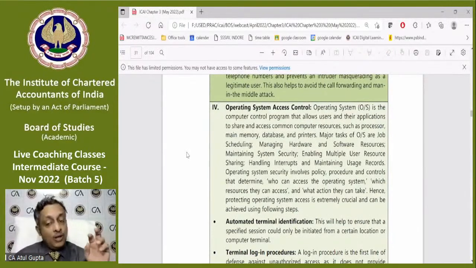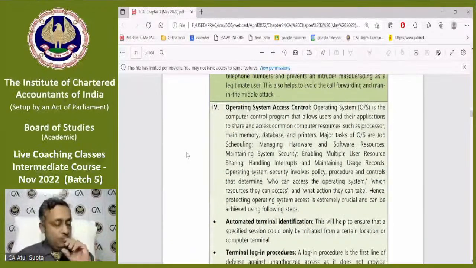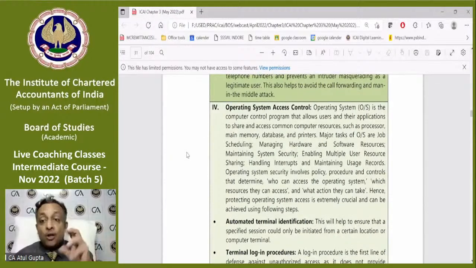Next is operating system controls. Operating system control, again, very, very, very important. They work at OS level. We have seen the functionality of what operating system can do. So this control ensures that no one is able to hack into my operating system, reduce the functionality of the operating system, or reduce the performance of the operating system. OS, we know, is a computer program that allows users and their applications to share and access common computer resources such as processor, main memory, database, and printer.